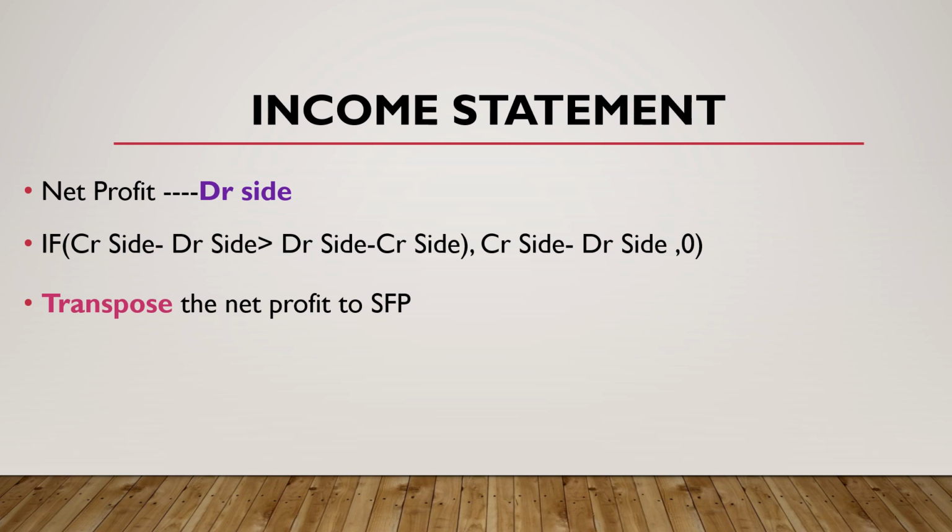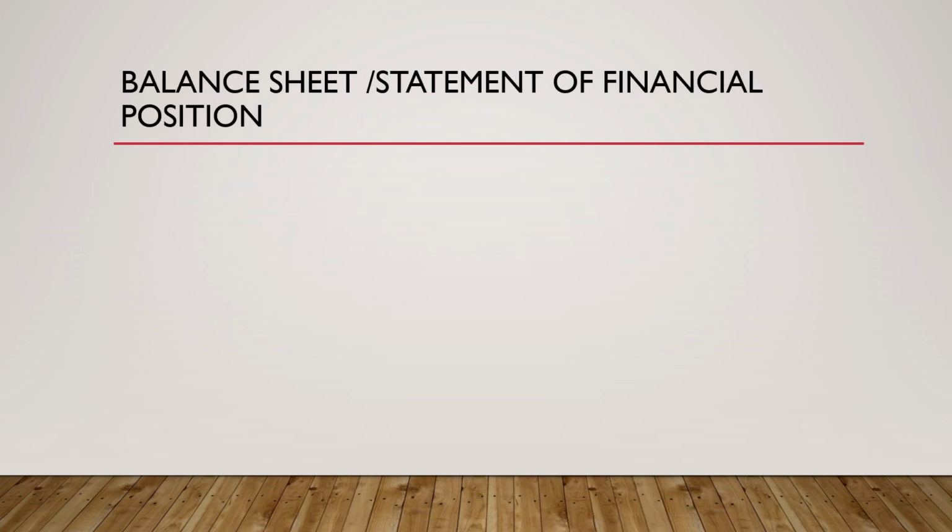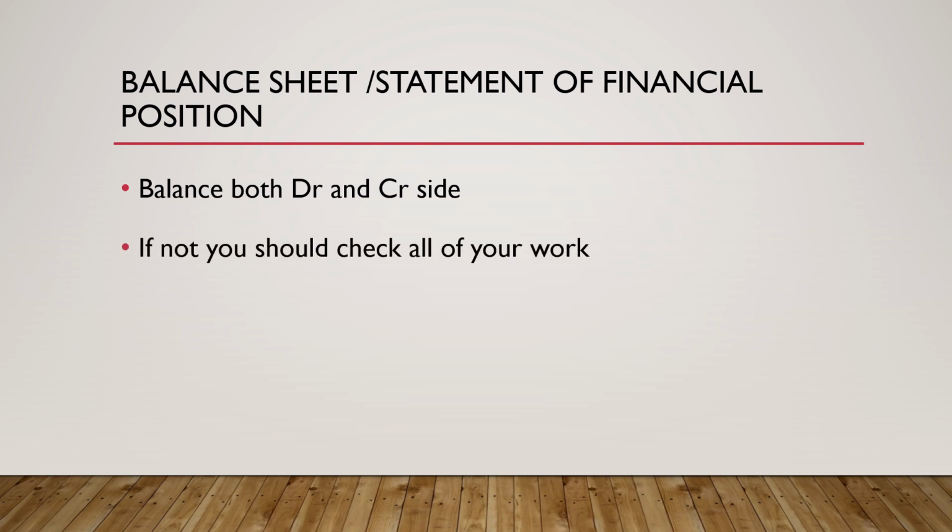You have to do the other way around if there is a net loss. We have to record it in the credit side. Finally, whatever the value, we have to transpose it to the statement of financial position. In the balance sheet or the statement of financial position, we have to balance both credit side and debit side. If not, you should check all of your work until the balance is tallied.